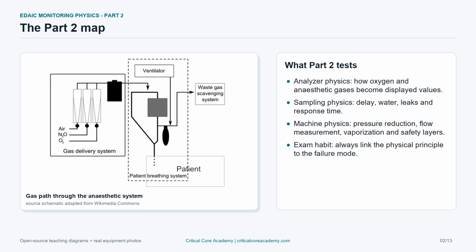Let us map the lecture before we go deep. First, oxygen analysis. EDAIC questions often compare galvanic fuel cells with paramagnetic analyzers. You need the mechanism, calibration, response time, and failure modes. Second, anesthetic gas analysis. Most clinical analyzers use infrared absorption to measure carbon dioxide, nitrous oxide, and volatile agents. The exam likes Beer-Lambert law, sampling delay, water traps, and how the monitor identifies an agent.